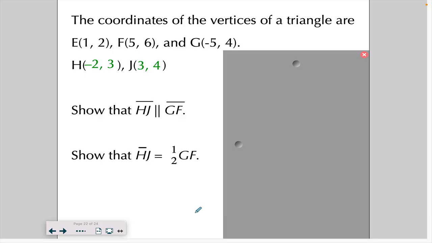Welcome to my world when people think they're done. It's either this or two-column proofs. Coordinate geometry is a little bit different.